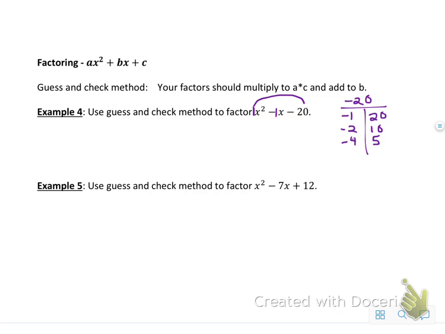Well, that's 5 minus 4. That is not negative 1. So let's try negative 5. Well, negative 5 plus 4 is negative 1, so this is the one we're using. Okay, it took us a little time to get there, but that's okay.